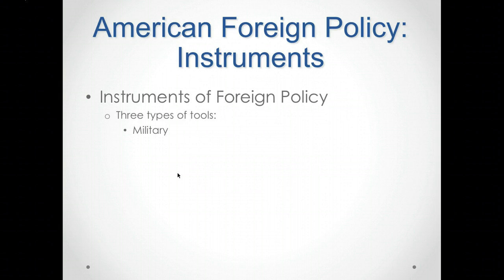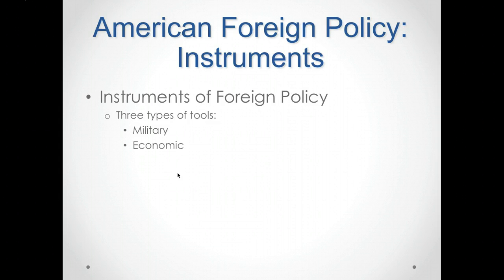We have three tools for foreign policy. The first is the military. You saw in Why We Fight how often the military is used by the United States, and the next slide will show you how that is used extensively. The military is using military force to force or compel countries to do what you want them to do.